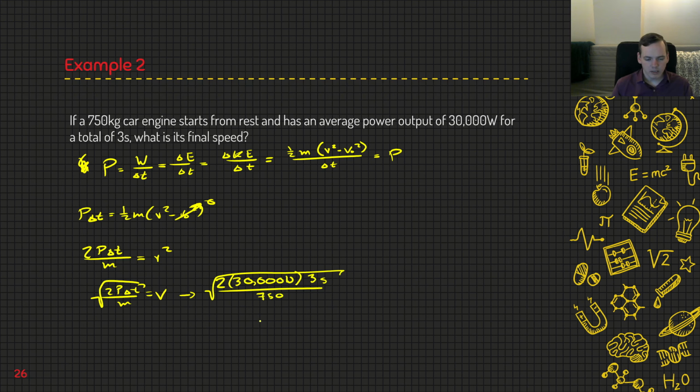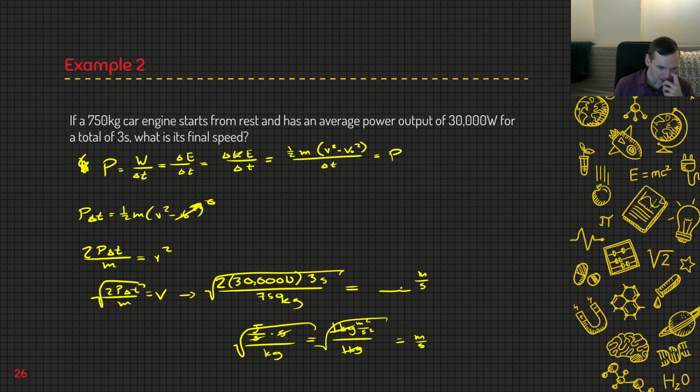So a watt is a joule per second. If I multiply that by seconds, the seconds cancel. And then I have joules per kilogram. And if you remember, a joule is 1 kilogram meters squared per second squared. So if I have 1 kilogram on the top and bottom, those cancel. And then remember, these units are square rooted. So I will get meters per second. So this will be some number, meters per second.